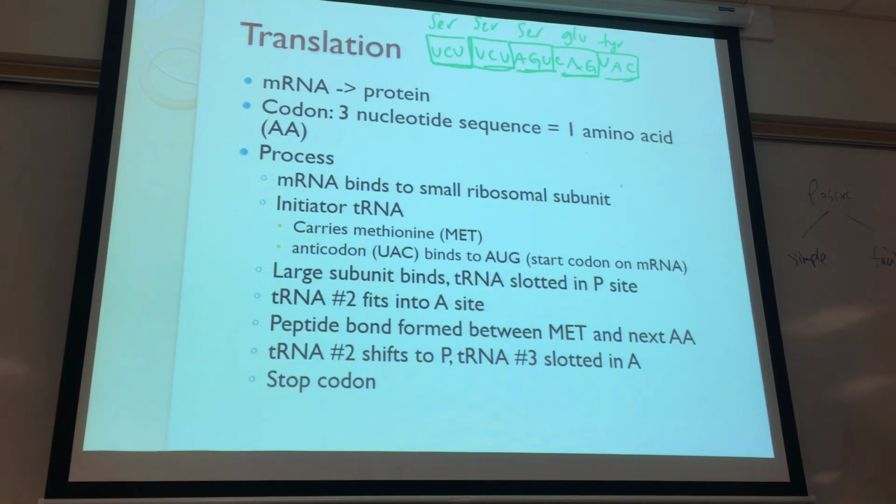Okay. That's exactly what you guys are going to be doing in your lab, is translating these codons into the amino acids. So now what we have is serine, serine, serine, glutamine, and tyrosine. That is our primary sequence.